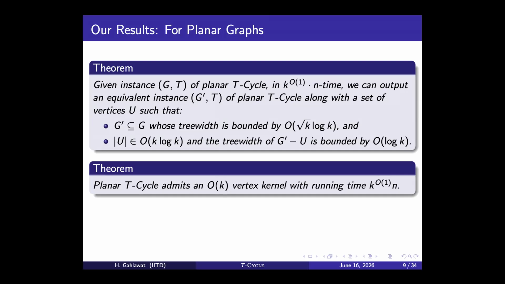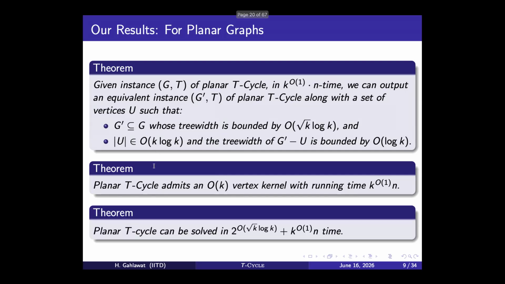And this is interesting because other problems of similar flavor, like disjoint paths, do not admit a polynomial kernel for planar graphs, and it does not admit a polynomial kernel for general graphs as well. And using this kernelization and whatever we have spoken about, you can get an algorithm with running time 2 to the power square root of k log k and linear in n. So you can decouple this because of the kernelization.